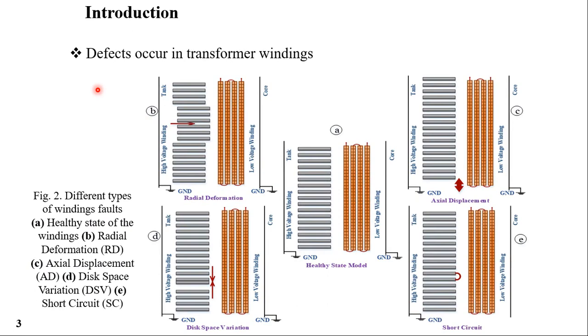We have 4 common fault types that occur in transformer windings. In figure 2 you can see these 4 common fault types: radial deformation, axial displacement, disk space variation, and turn-to-turn short circuits. In this study we have investigated the radial deformation fault type.